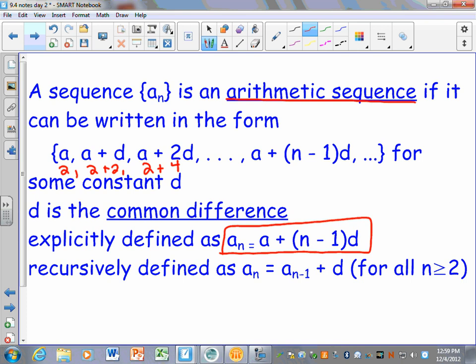We're also going to write recursively defined sequences, which is even easier to do. The nth term is equal to a sub n minus 1 plus your common difference, but you have to say for n greater than or equal to 2. And all you're going to do is practice using these formulas today. It's really not so bad to do.